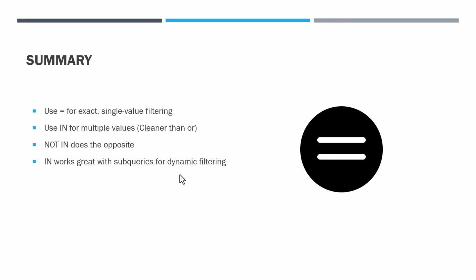To summarize, use equal to for exact single value filtering, use in for multiple values, not in does the opposite, and in works great with subqueries for dynamic filtering. I hope you find this video useful, and in the next video we will go through an example or a working demo.